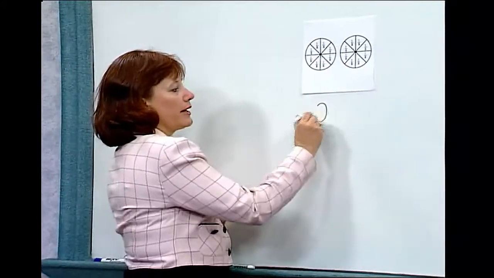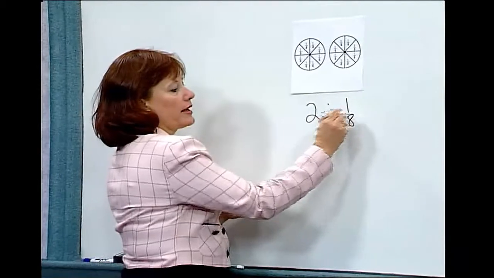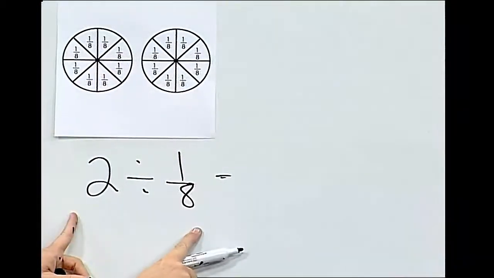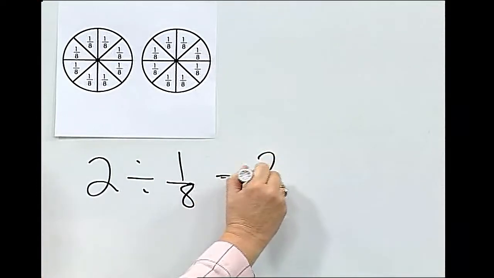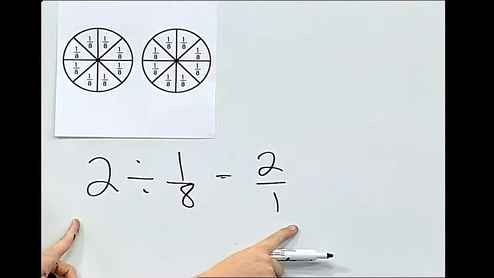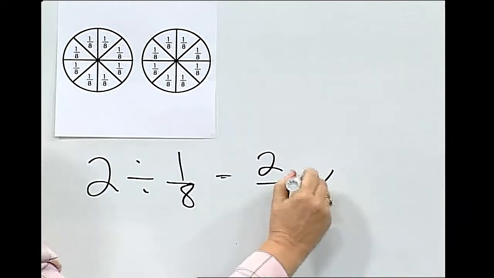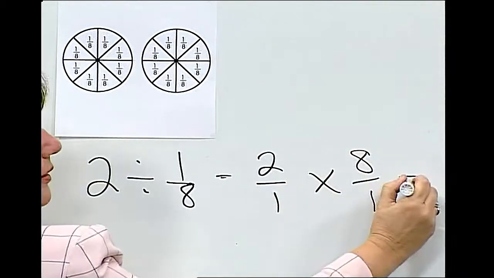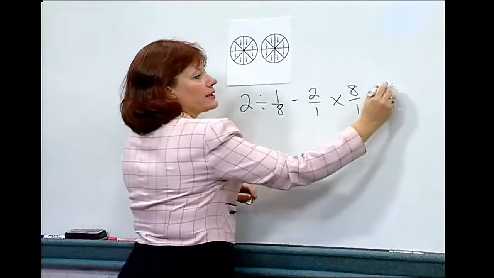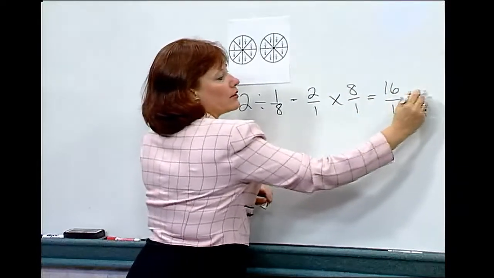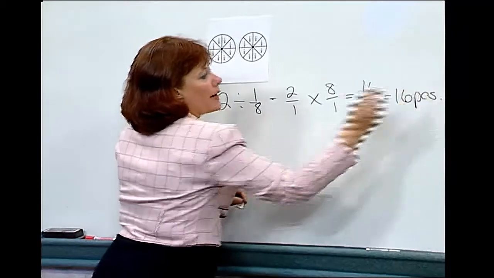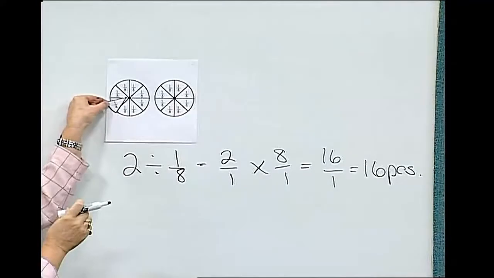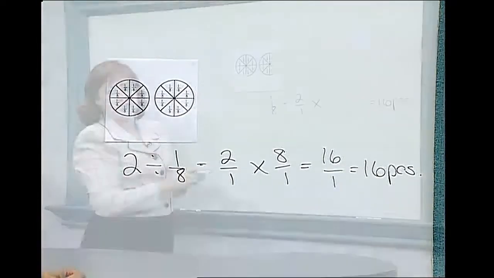We have 2 pies divided by 1/8. We'll use the rule and say we want to invert the second number and multiply. We'll change our whole number to a fraction, 2 changes to 2 over 1, and we'll invert or flip the second number and multiply. When we multiply these, we get 16 over 1, or 16 pieces of pie. So when we took our 2 pies and divided them by 1/8, that would give us 16 pieces of pie.